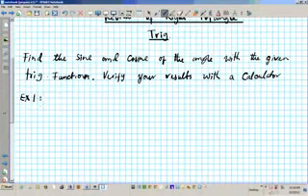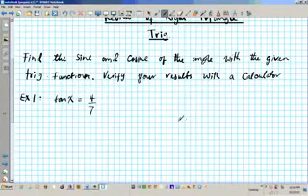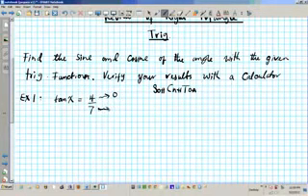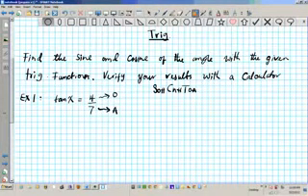What if we had tan x equals 4/7? Alright, so from SOHCAHTOA, we know that tan is opposite over adjacent, right? So we know that this is the opposite and this is the adjacent. So what we're going to do is create a right triangle, and then we're going to label it using the information that we just got.